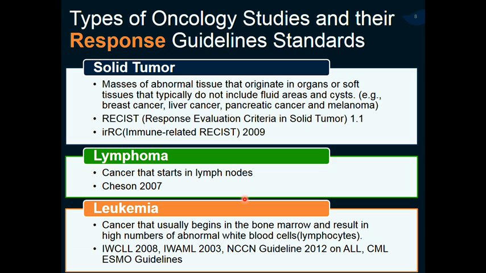Leukemia is cancer that usually begins in bone marrow and usually results in high numbers of abnormal white blood cells. Leukemia has 4 different study types: acute lymphoblastic leukemia, acute myeloid leukemia, chronic lymphocytic leukemia, and chronic myeloid leukemia. So it has 4 different response criteria. And in our presentation, we're going to talk about IWCLL 2008, which is the response criteria guideline for chronic lymphocytic leukemia.